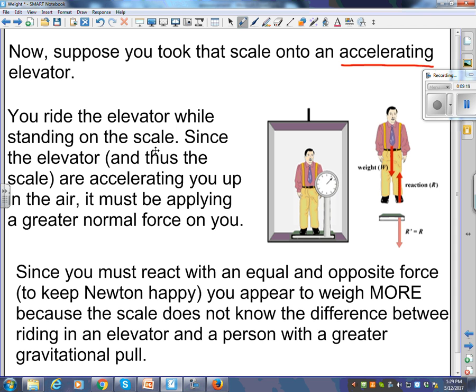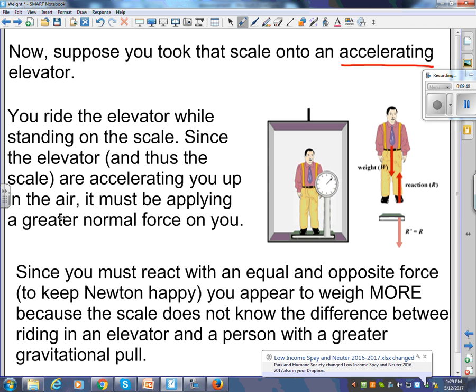Okay, so it says that right here. You ride the elevator while standing on the scale. Since the elevator and thus the scale are accelerating you up in the air, it must be applying a greater normal force on you. When I'm standing on the floor, 800 down, 800 up. Now I'm in the elevator, I'm accelerating up, so more than 800 up because I'm accelerating, which means, let's say 850, so we can talk about it. 850 up, I'm accelerating up.